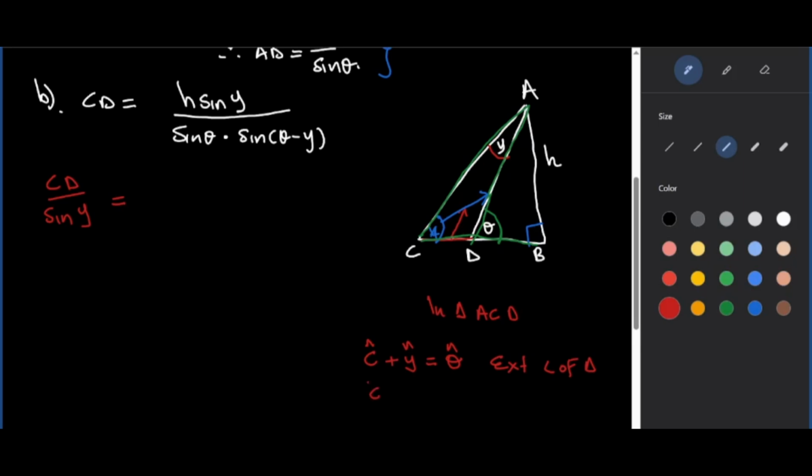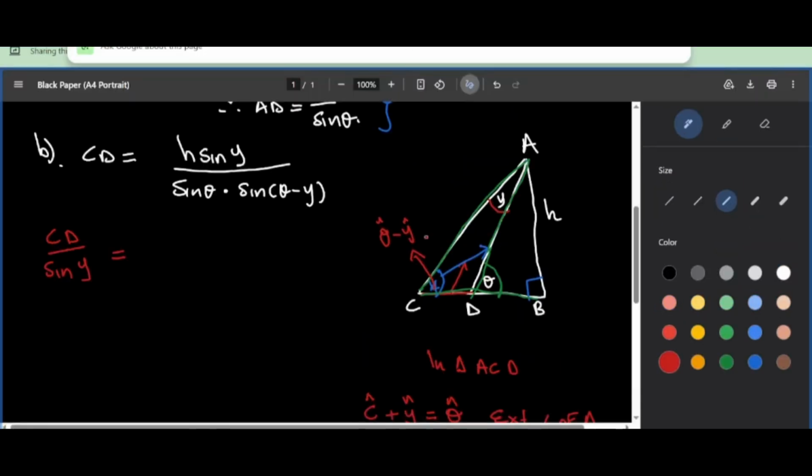Okay, so now we need to make angle C the subject of the formula, which gives us theta minus y. So this angle here is what? It's theta minus y. You see? You just have to be very creative when it comes to this.